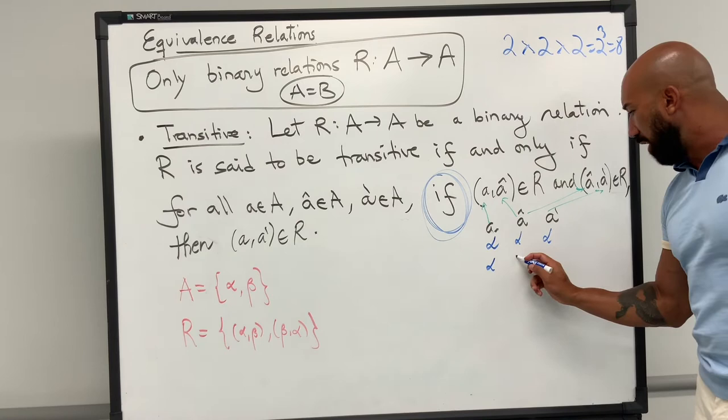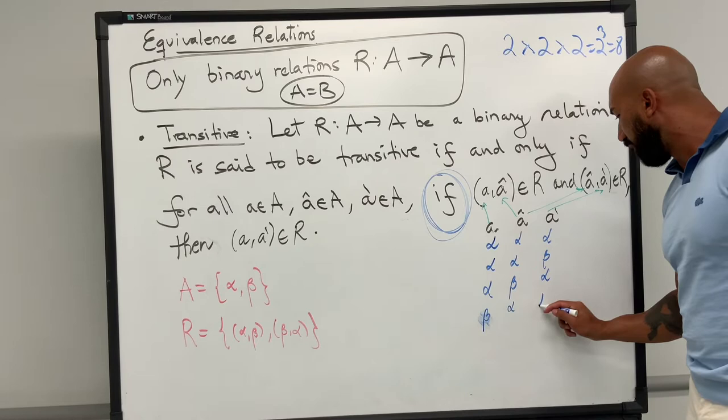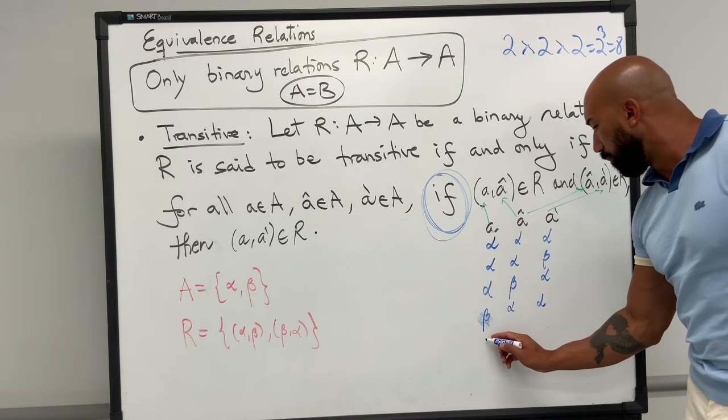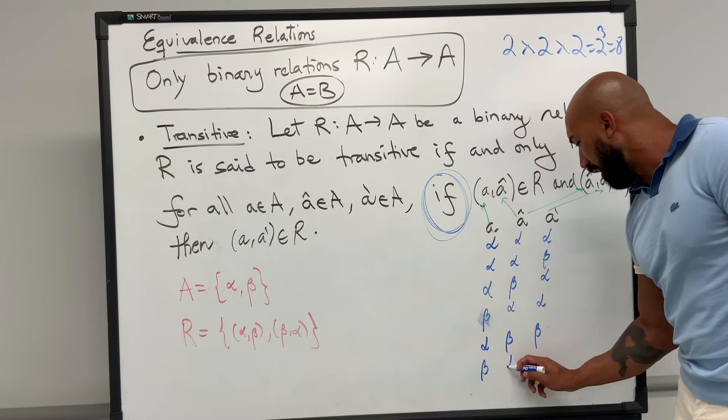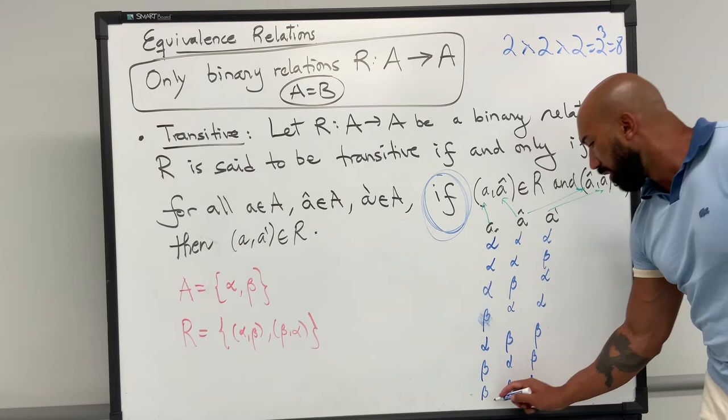The second one, I'm going to put alpha, alpha, beta. The third one, alpha, beta, alpha. Beta, alpha, alpha. Is that good? All right. Now we put alpha, beta, beta. Beta, alpha, beta. Beta, beta, alpha. That's seven. And the last one is beta, beta, beta. Is that okay?